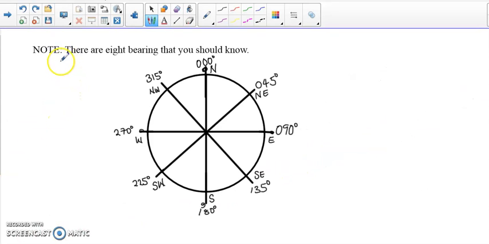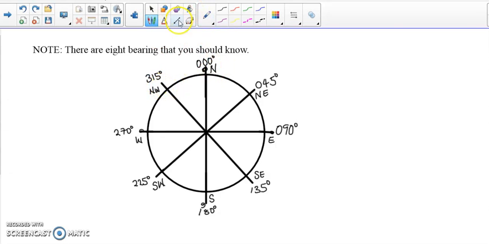Or before that, we have to note there are eight bearings that you should know. From here is north. When you move in a clockwise direction, you move to northeast, east, southeast, south, southwest, west, and the north.